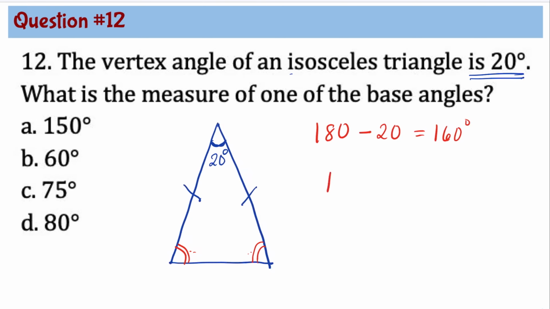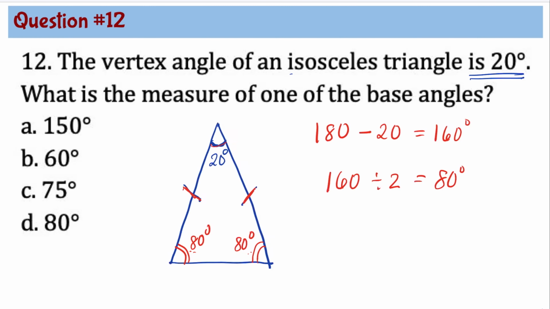So what do we do with 160? Divide by 2, right? So that means that each angle here would be 80 degrees. Again, when we say isosceles triangle, that is a triangle with two sides congruent, called the legs. That means also that the base angles are congruent or equal. Another important thing that you need to remember is that when you add the three angles of any triangle, it should always be 180 degrees.